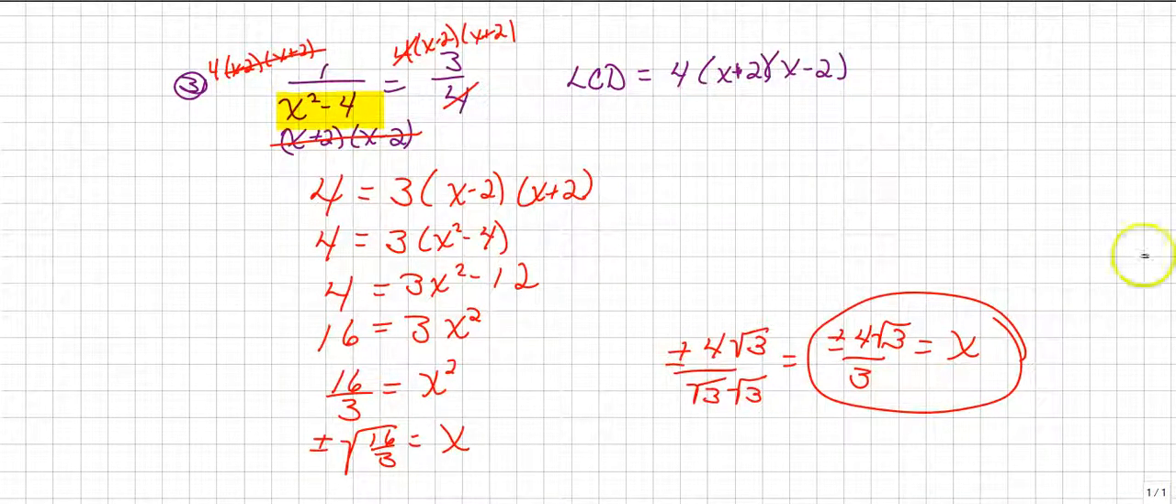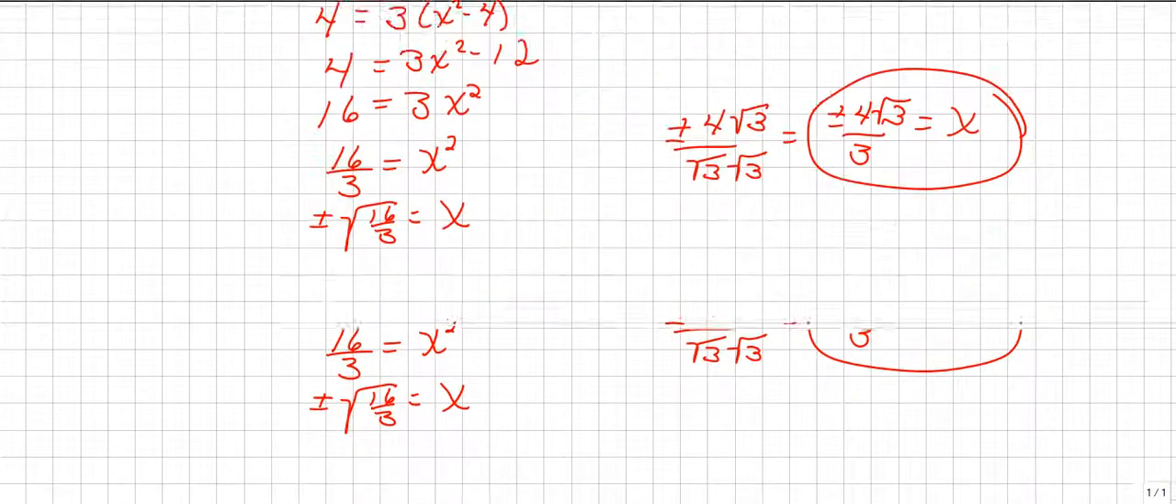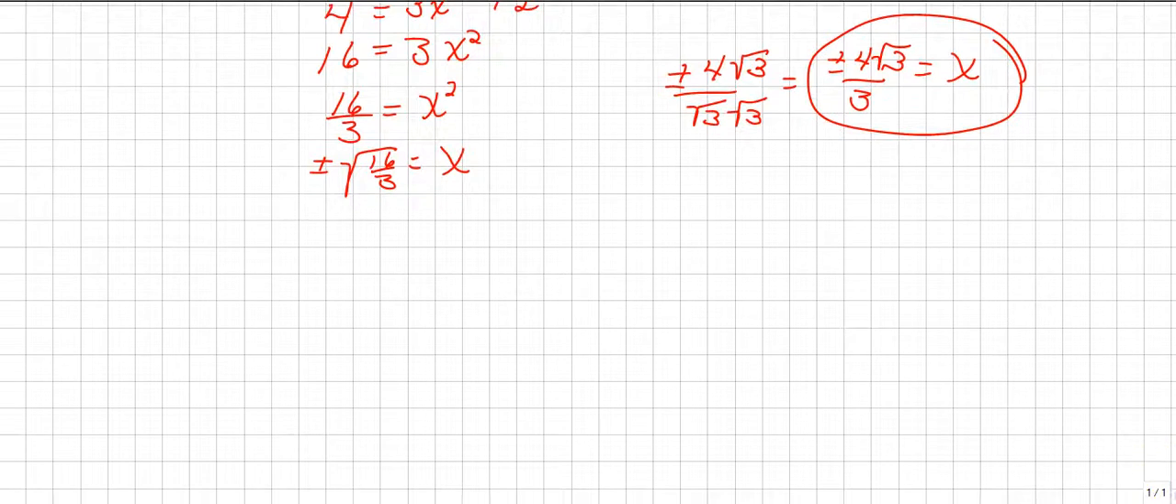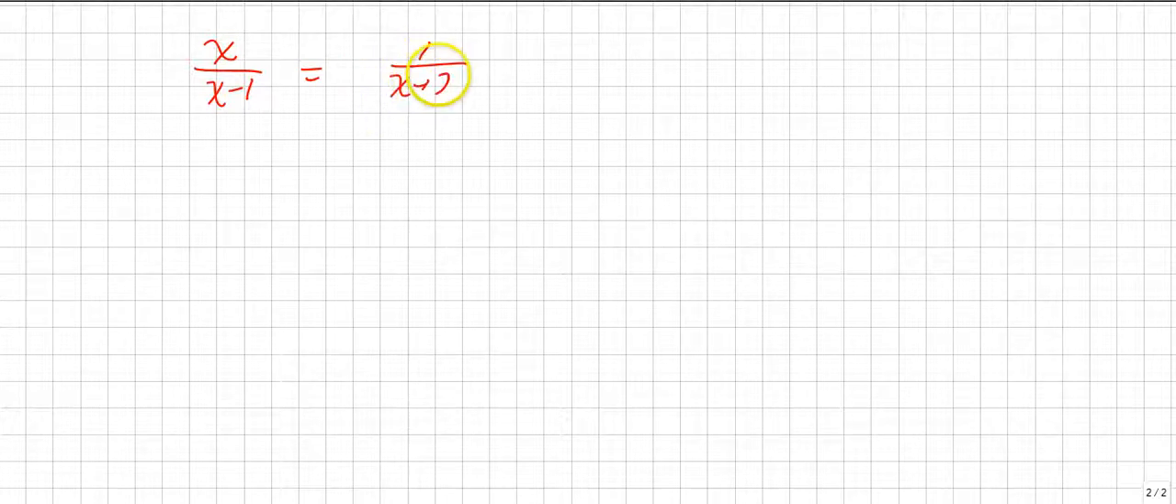Alright, let's take a look at one more. Since this technique is the same one we're always going to use, one more example should suffice. This one will make it really complicated. X over x minus 1 equals 1 over x plus 2 plus 3 over x squared plus x minus 2.